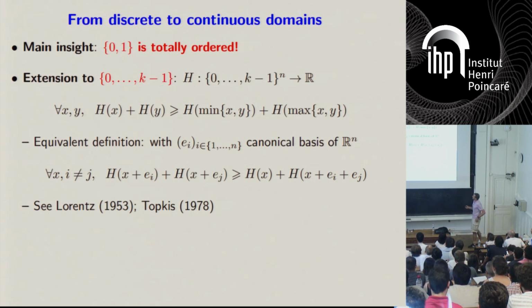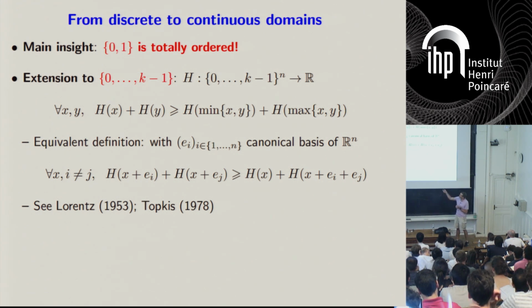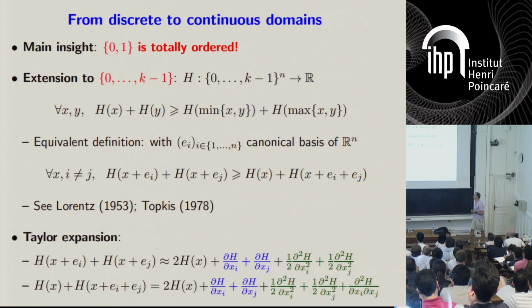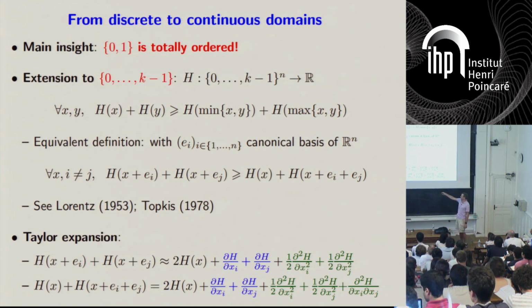And now let's see. The goal is to go continuous. We want to go from not only k elements to a continuum of elements. So what we're going to do is a Taylor expansion of this around x. Let's assume that e_i has a very small magnitude and do a Taylor expansion of that sum. In black, this is the zeroth order term, so you get one from this, one from that, one from there.